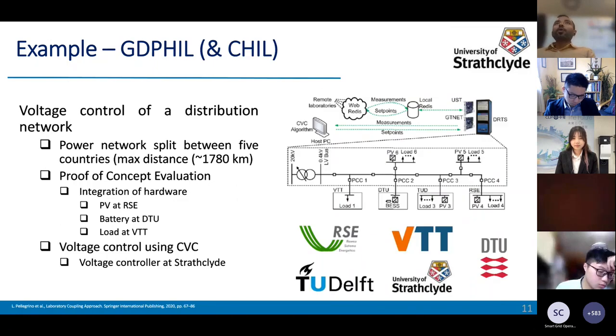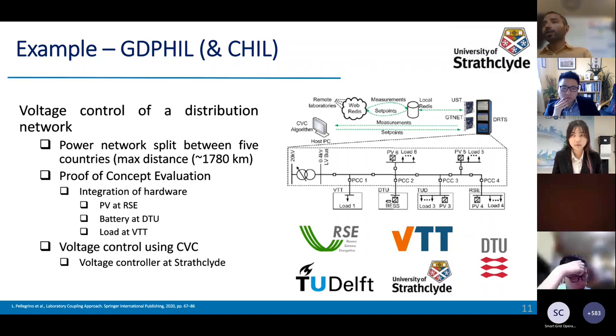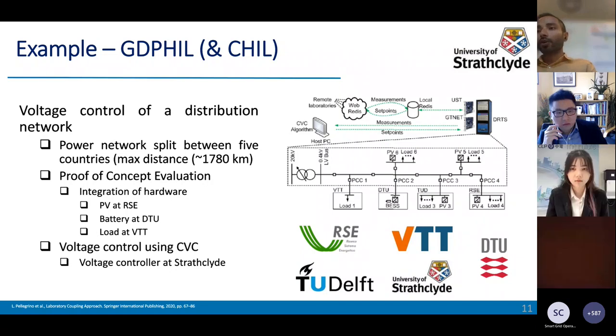The third example is that of GDPHIL. In this particular case, the power network was split between five countries in five different universities and research technical organizations. RSE, which is in Italy, VTT, which is in Finland, TU Delft, which is in the Netherlands, Strathclyde, UK, and DTU, which is in Denmark.